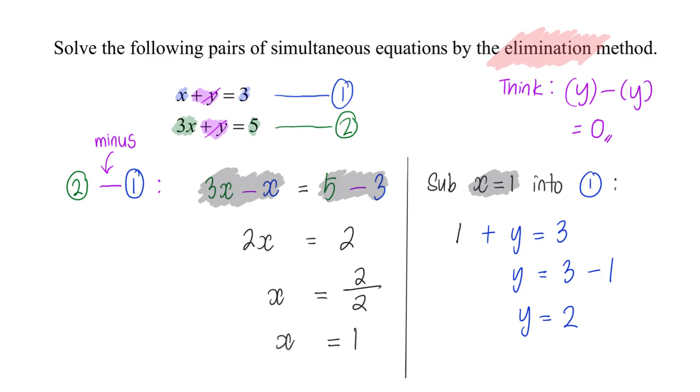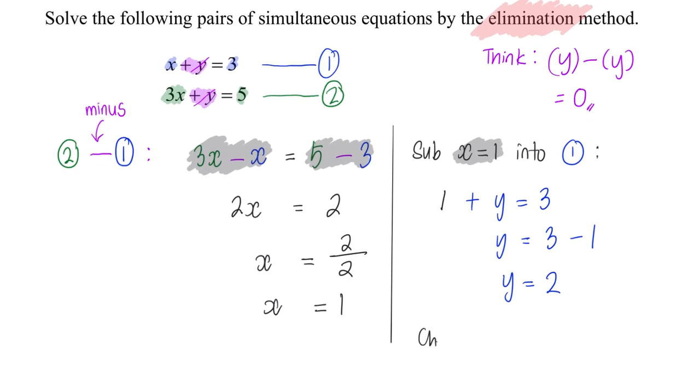And finally, it's important to just do a quick check. If we substitute back into the equation, does it give me back my answer? So in this case, I'm going to substitute into equation 2, since I already substituted into equation 1, right? So 3 times my x is 1, plus my y is 2. Does this give me 5? Yes, it does. So my answer is correct.